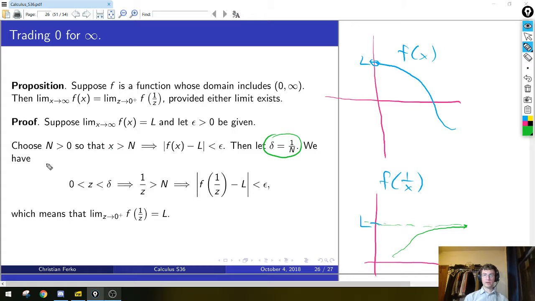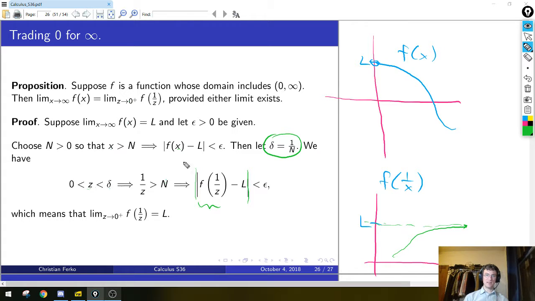Why does that work? Well, I have to prove that the usual epsilon-delta definition works. So if this new variable z is within distance delta of 0 from above, on the right, then by simply taking 1 over, which flips the inequality, 1 over z must be bigger than 1 over delta. 1 over delta is simply n. So if 1 over z is bigger than n, then by the assumption that the first limit exists, f of 1 over z is within distance epsilon of L.